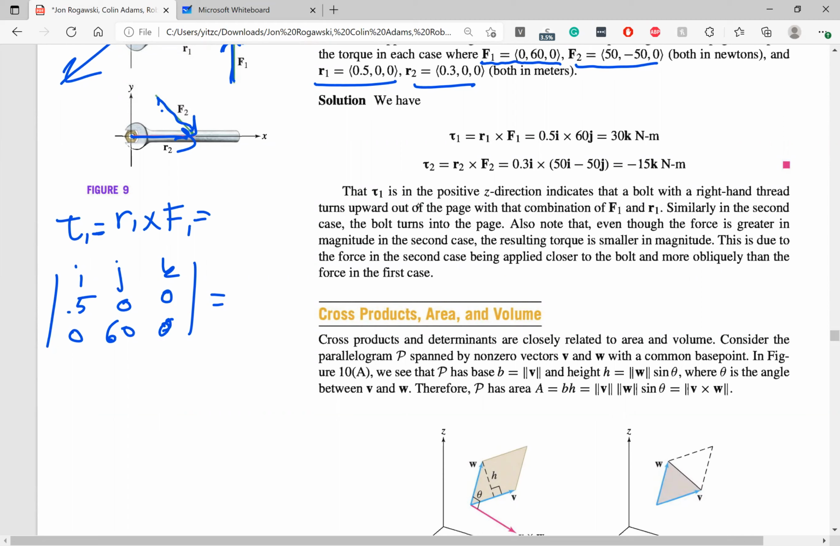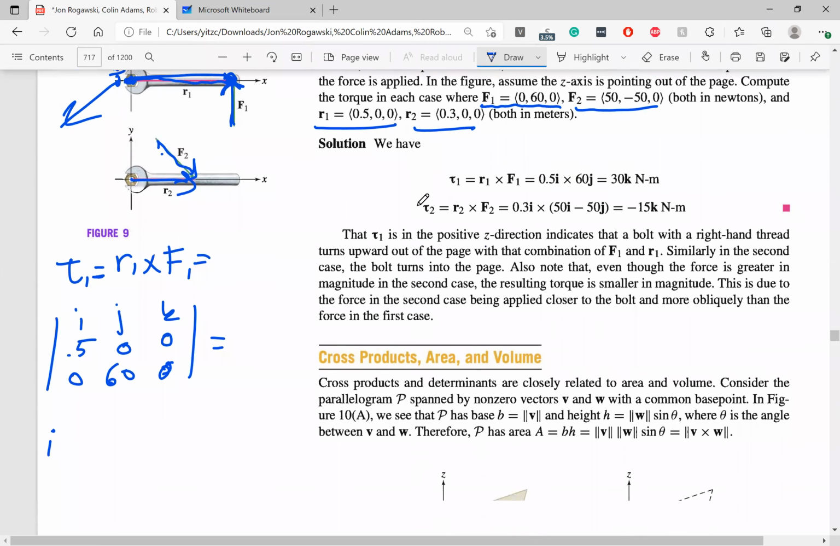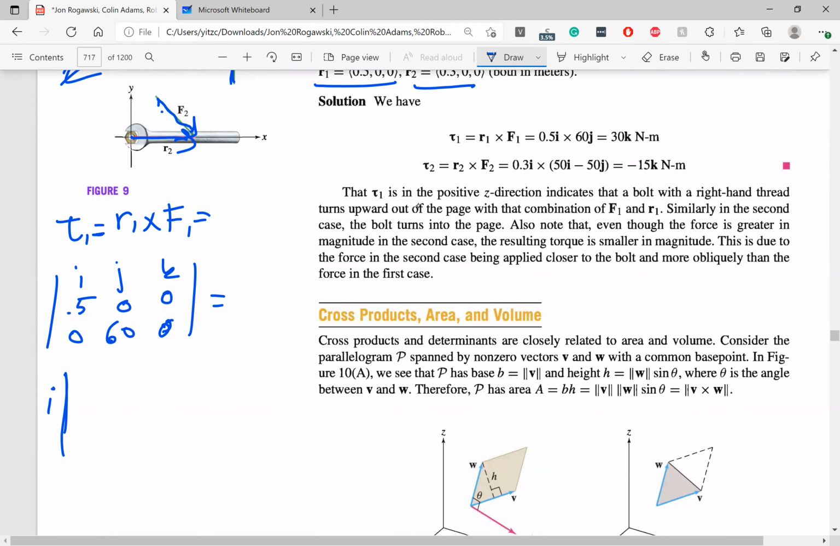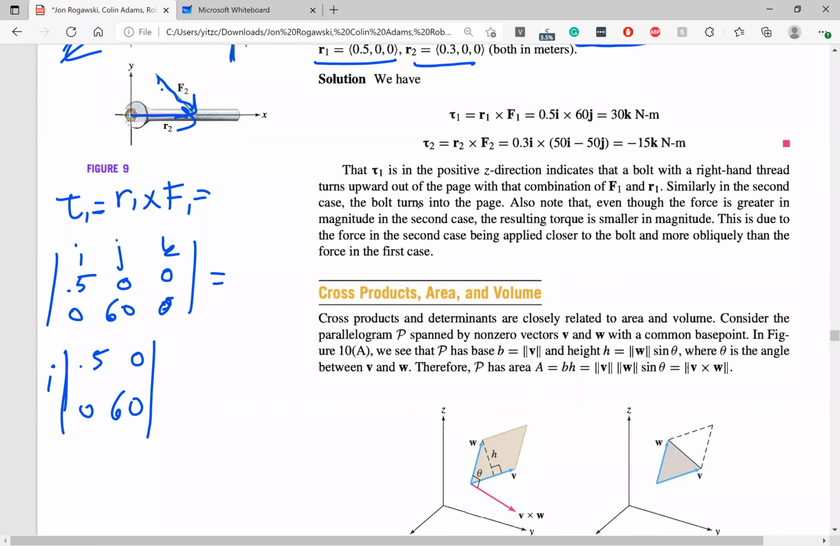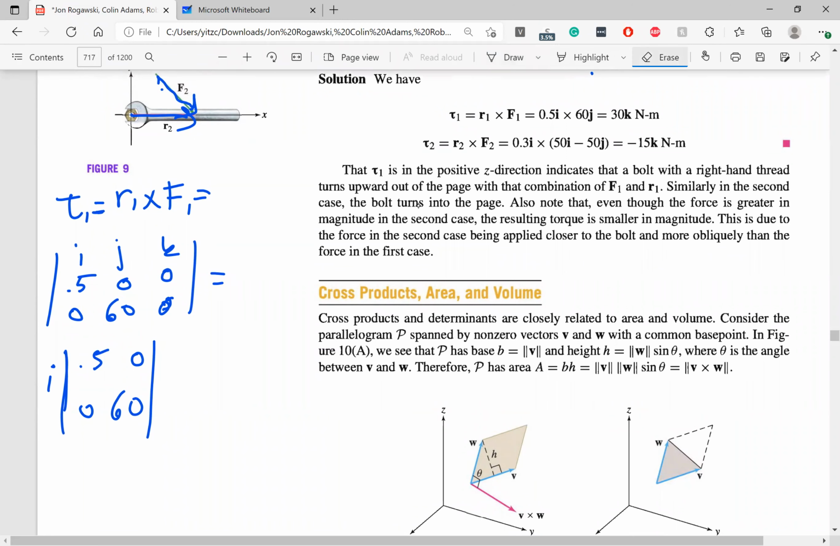Now, a little trick that you can use over here is that you know your forces only appear in the K direction. So you can actually ignore the I and the J. And in fact, if you take those determinants, you get 0. So let's try it. I times the determinant of the matrix 0.5, 0, 0, 60. Oh, sorry, that's the K one. And that actually does get us to some number. And we'll see that in a second. But let me erase this.